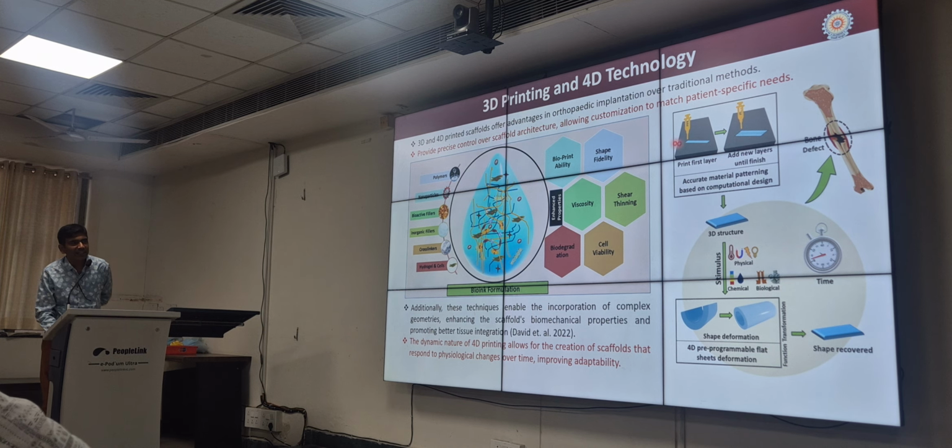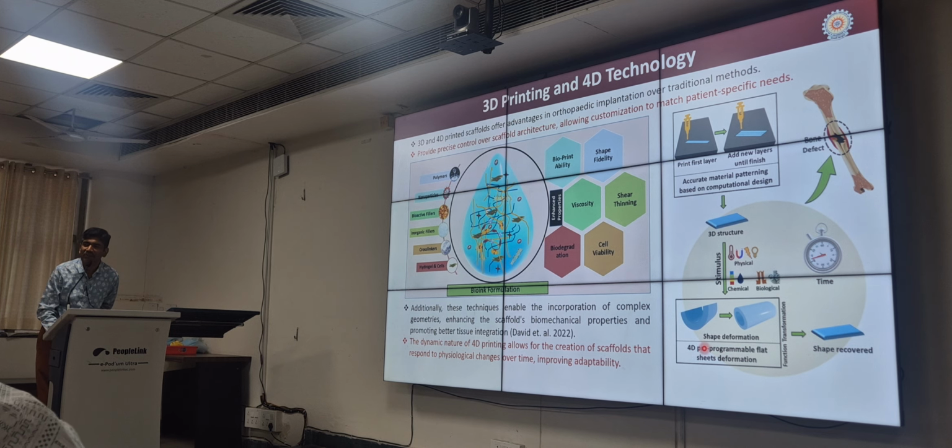So this way, it is going to print layer-wise. This is the extrusion-based bioprinter, and here you can see that the 3D structure is made. After that, you have to go for the characterizations, right? But here one more thing is the stimuli. If this 3D structure is affected by physical, chemical or biological factors, and it is changing its shape into another dimension in due course of time, you can say that some shape deformation is happening, and 4D printing you are able to do that.